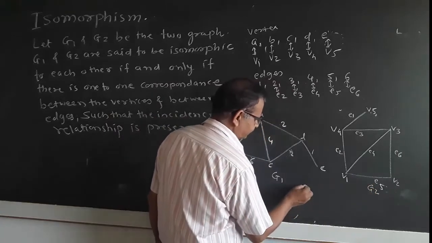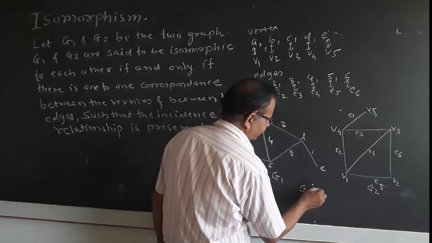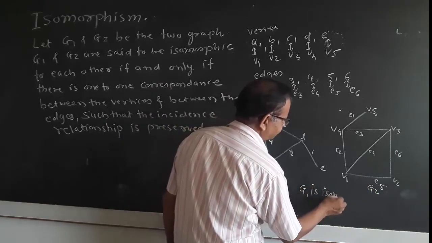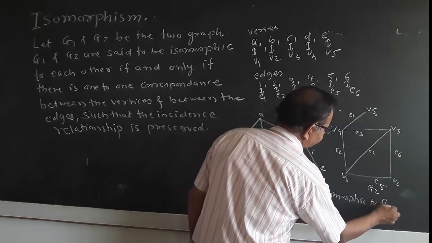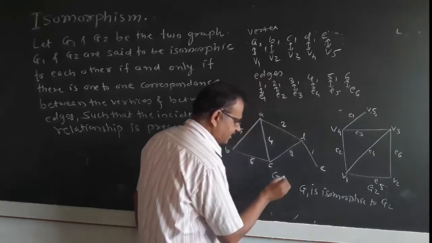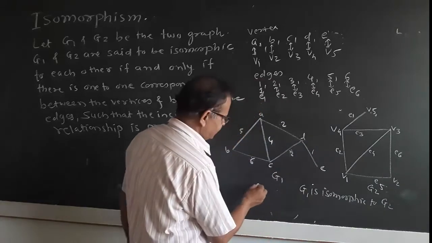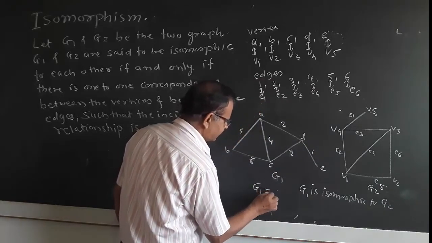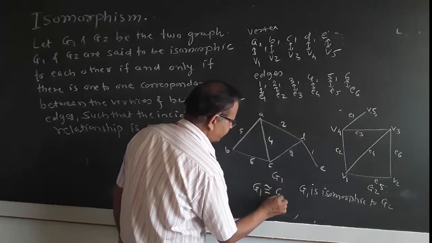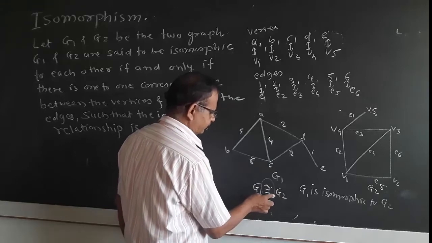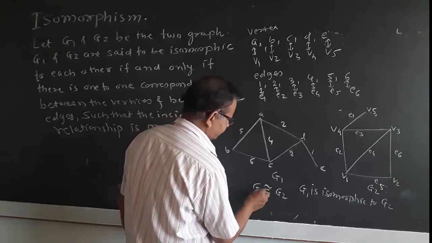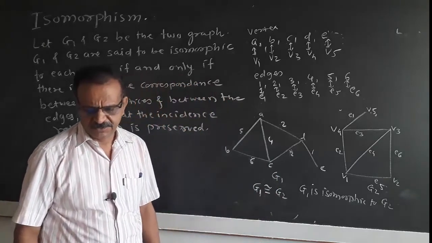That's why G1 is isomorphic to G2. We shall use this notation for isomorphism: G1 is isomorphic to G2.